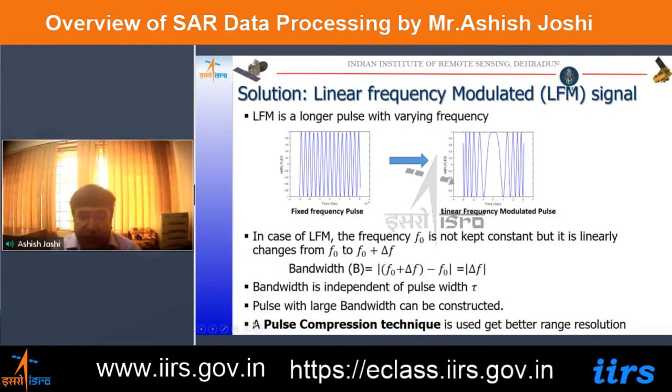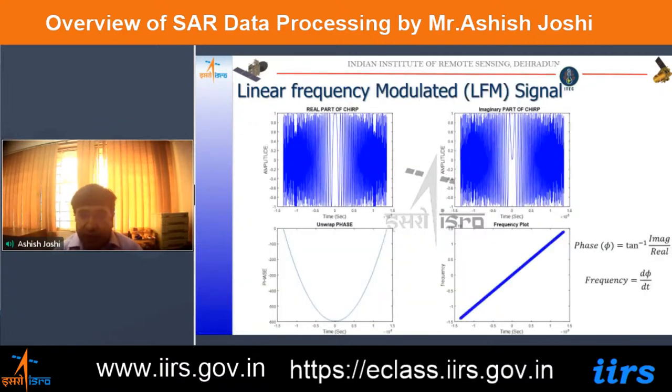So a pulse compression technique is used to get a better range resolution. What is the pulse compression technique? This is the linear frequency modulated signal. This is called the real part of the chirp. This is called the imaginary part of the chirp. This is the unwrapped phase, and this is the frequency plot. So these are some of the properties of the LFM signal.